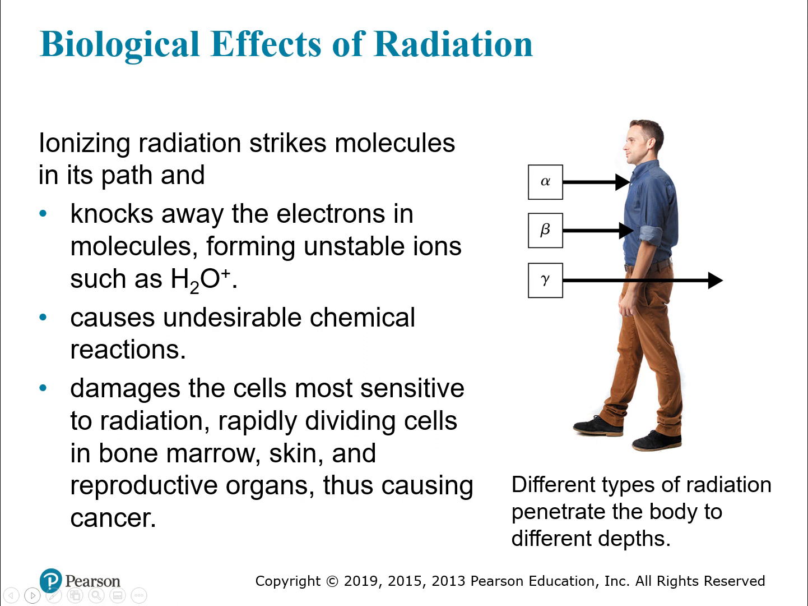The different types of radiation have varying distances that they can penetrate the body. So the alpha particles will pretty much be stopped by clothing. Okay, they're not going to go through your body. Beta particles will penetrate a little bit further, and gamma will go straight through you.